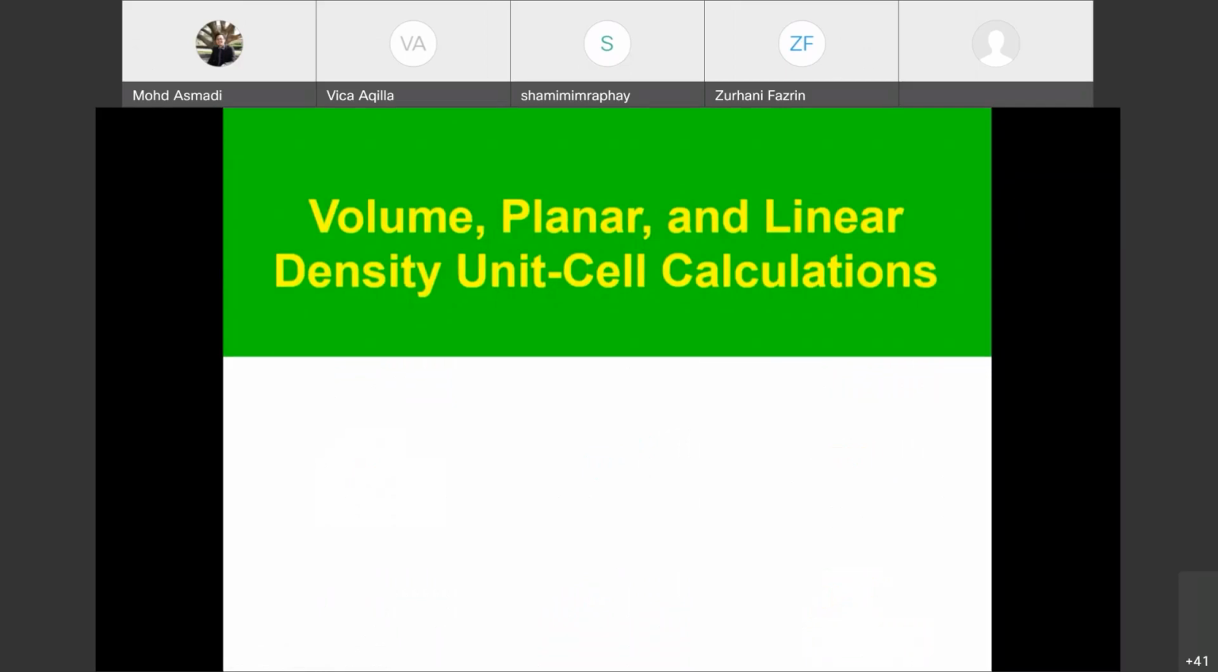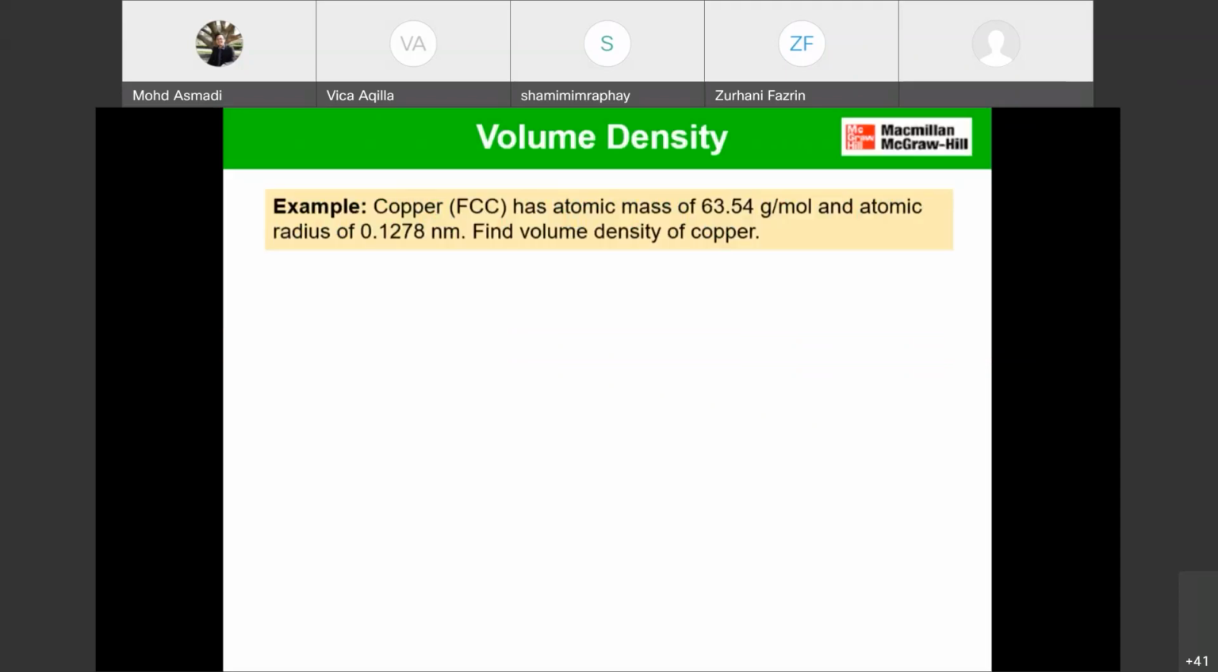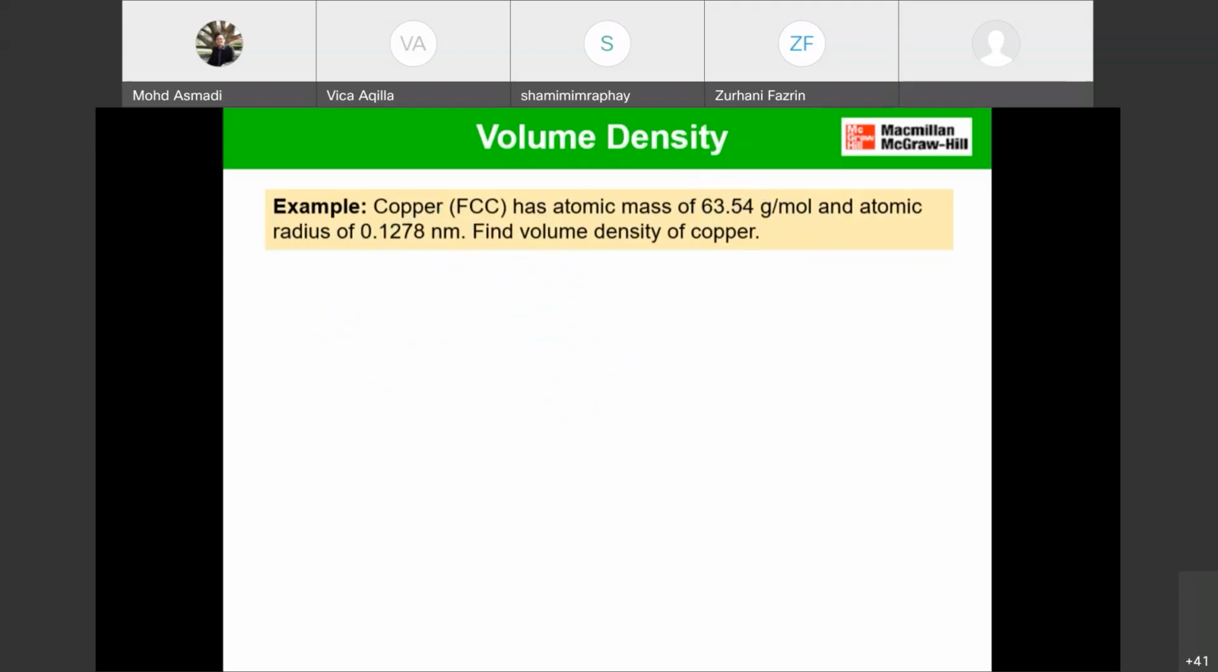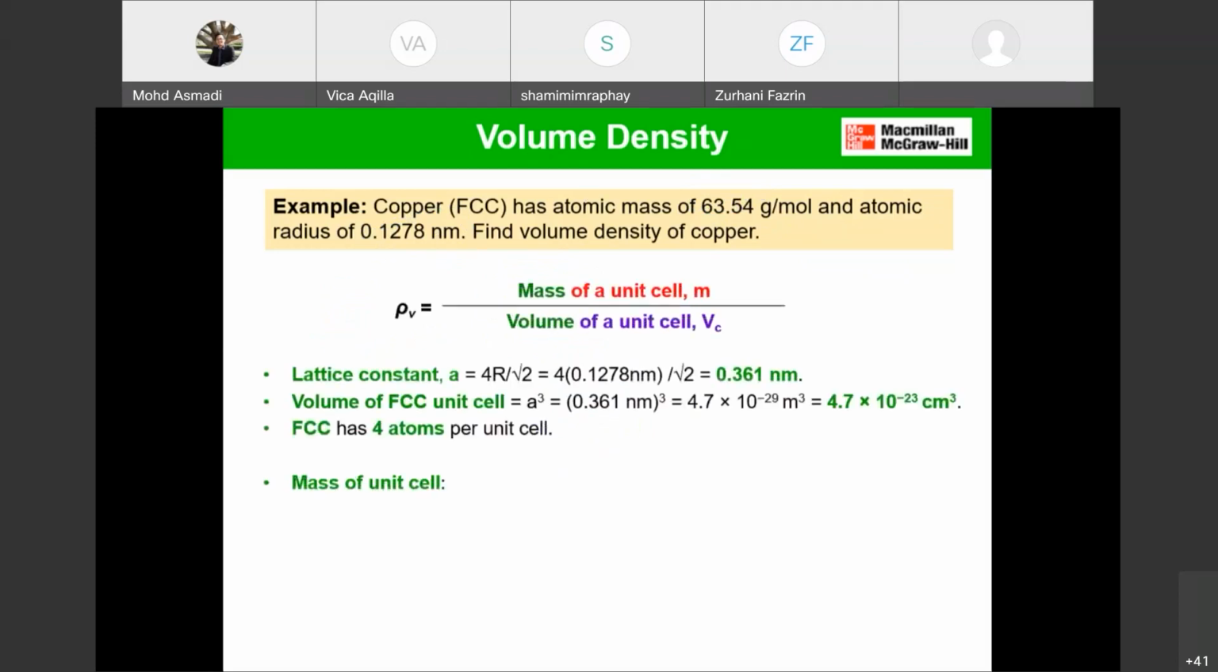So it's important. If you look at the volume density, I think all of you already know. Volume density means density, rho. Generally we denote it as rho v, which is equal to the mass of the unit cell divided by the volume of the unit cell, Vc. Here we have the atomic mass and the radius. So we have to determine the mass and also the volume. The lattice constant is used to determine the volume.